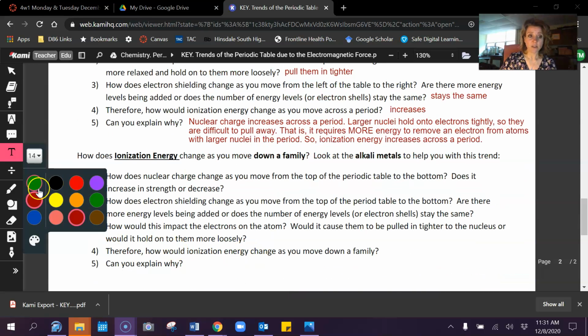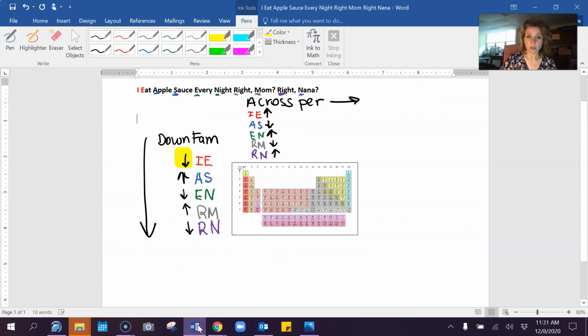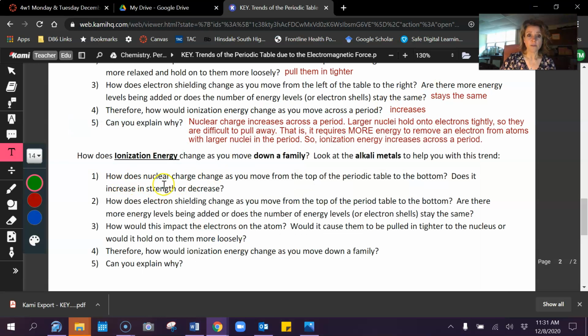Okay, now let's take a look at ionization energy down a family. So let's go back to our other document here. As you can see, ionization energy as you move down a family is going to decrease. So keep that in mind as we answer these questions. Number one, how does nuclear charge change as you move from the top of the periodic table to the bottom? Does it increase in strength or decrease? Well, if we're looking at the alkali metals, think about beryllium, which is atomic number 4. And in the same family, a little ways down, you've got calcium, which is atomic number 20. So as you move down the family, your nuclear charge is going up.